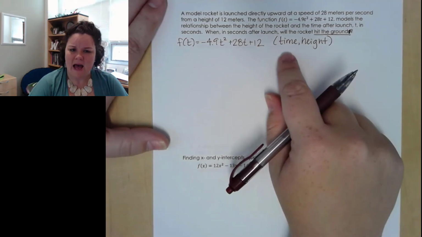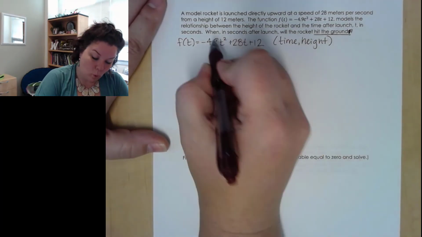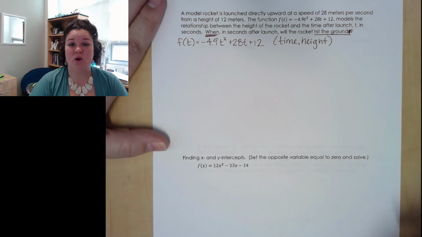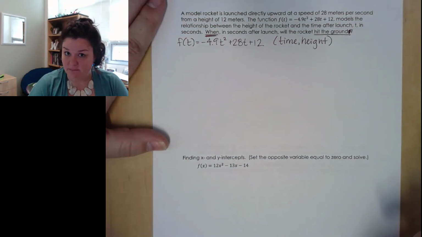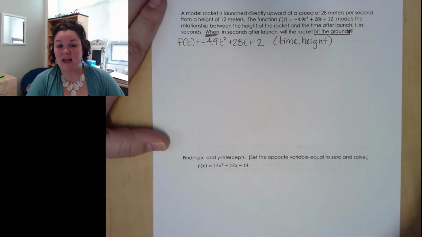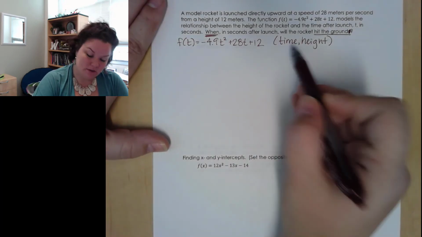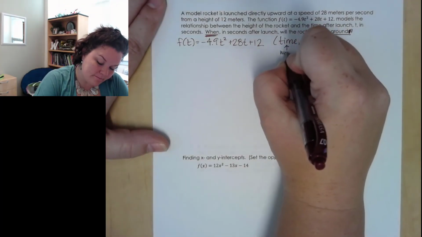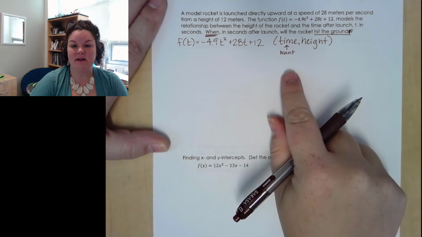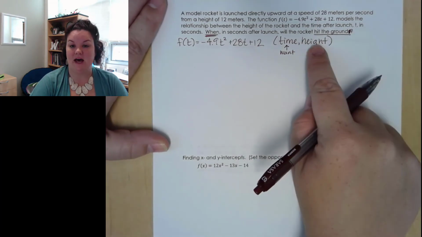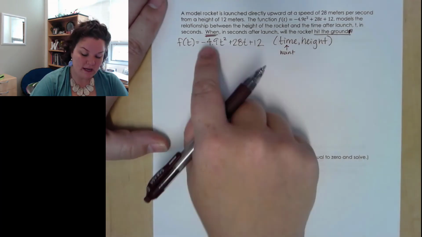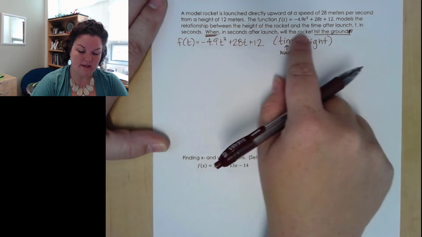So when we are asked when, that means we don't know the time, right? They're asking us when something happens, we don't know the time. So this is what we want to find, okay? So if we want to find the time, then we should know the height, okay? So it's saying when in seconds after the launch will the rocket hit the ground?